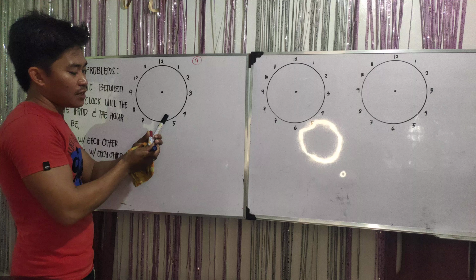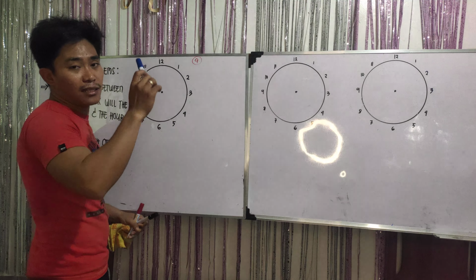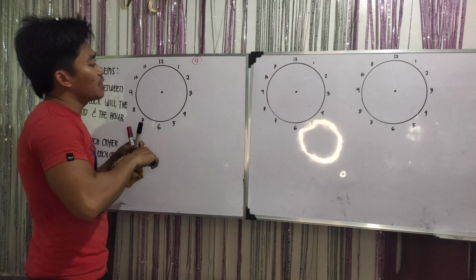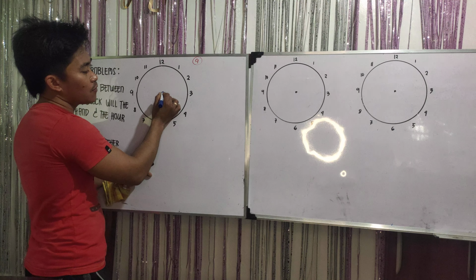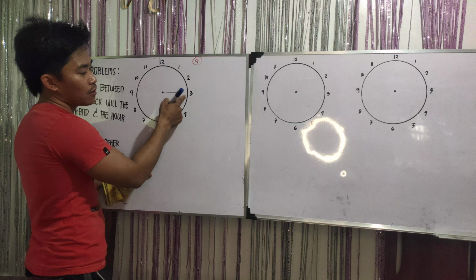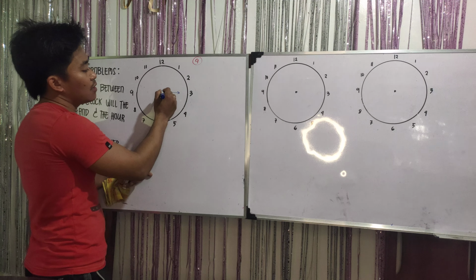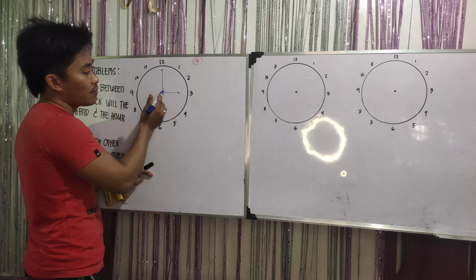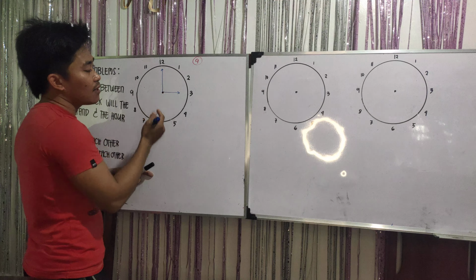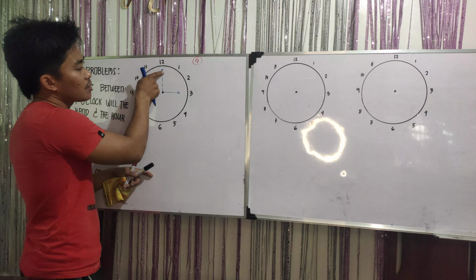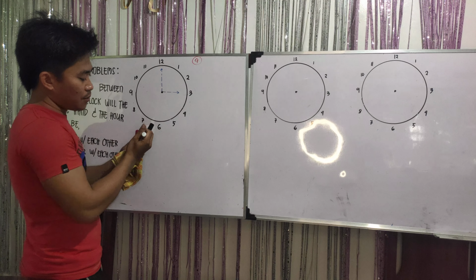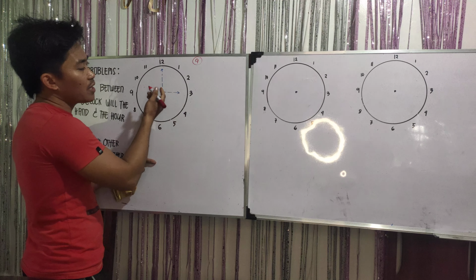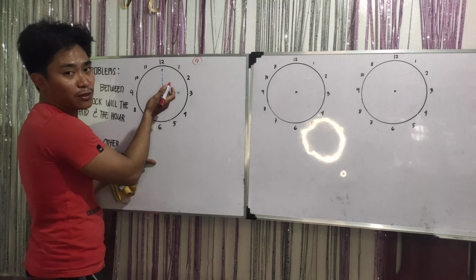So, for you to visualize it, I'll use a blue pen to denote the current time. At exactly 3 o'clock, of course, your hour hand is pointing at 3. At the same time, your minute hand is pointing at number 12. This is the current time at exactly 3 o'clock. On the other hand, I'll use a red pen to denote at what time the minute hand and the hour hand will be coincident with each other.